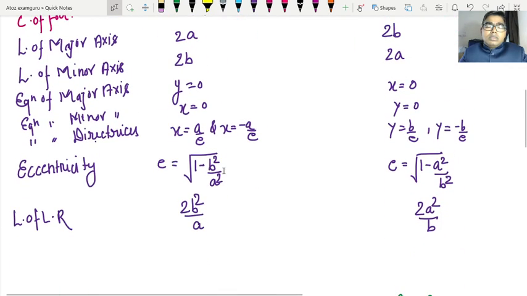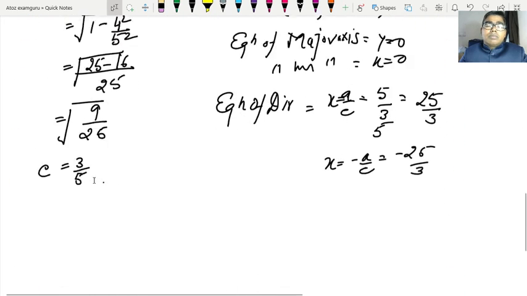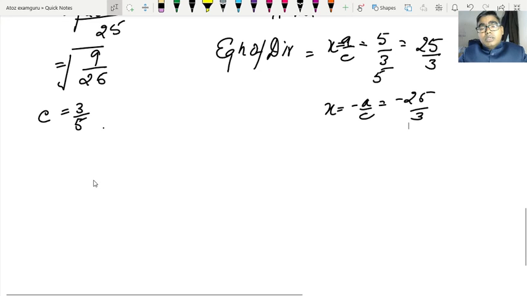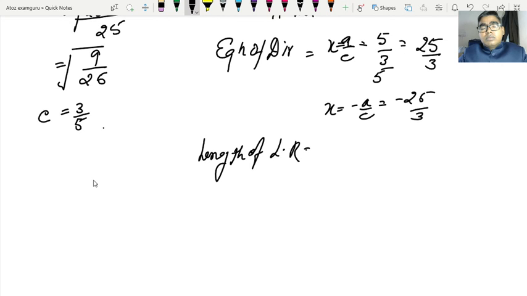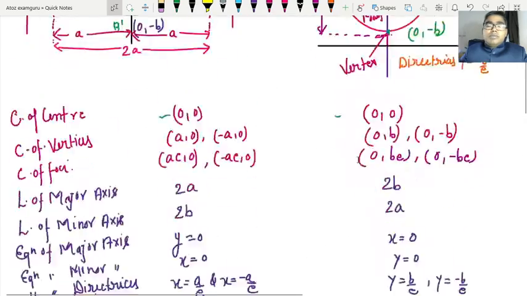Similarly, the length of latus rectum is 2b square upon a. So it is 2 into b square, which is 16, upon 5. So it is 32 by 5. So friends, hope that it is clear that it is 32 by 5.